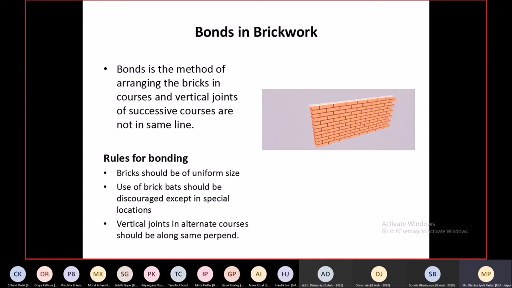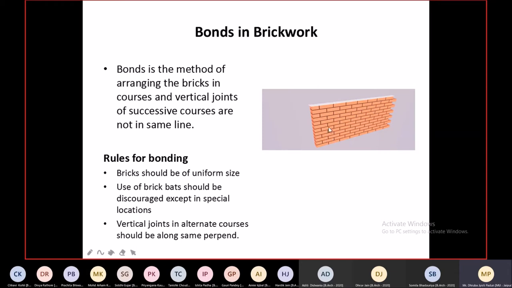Then vertical joints in alternate courses should be along the same line, right? So if you look at this particular image, can you see my mouse cursor? Yes, sir. Okay, so this is the first layer, then we have this second layer, then the third layer, fourth layer, fifth layer. But if you look at these joints, this particular joint is here in the first layer. Then on the second layer, we don't have this joint on the same line, right? But again in the third layer, we have this particular joint.